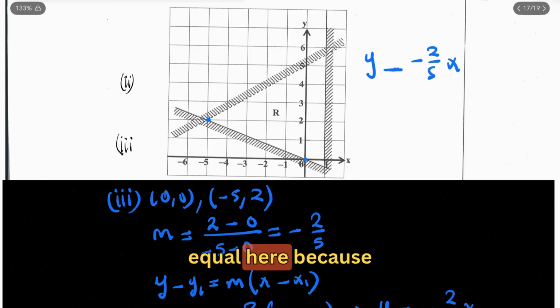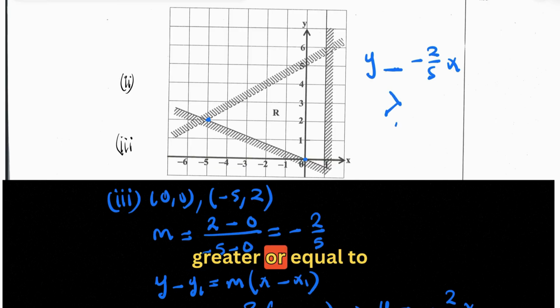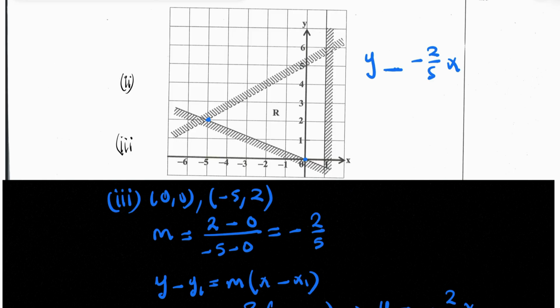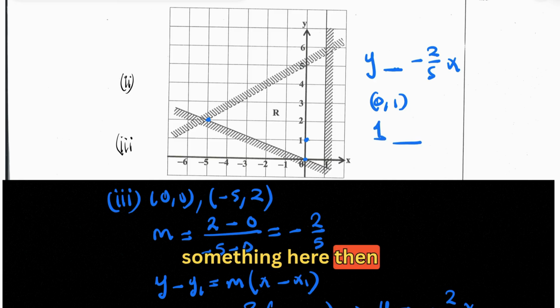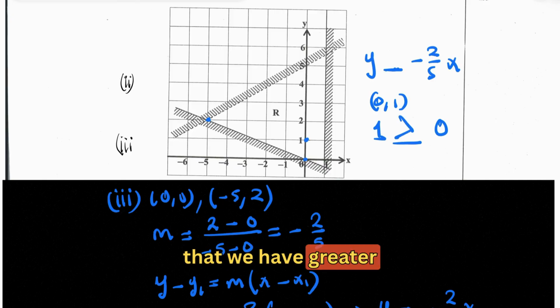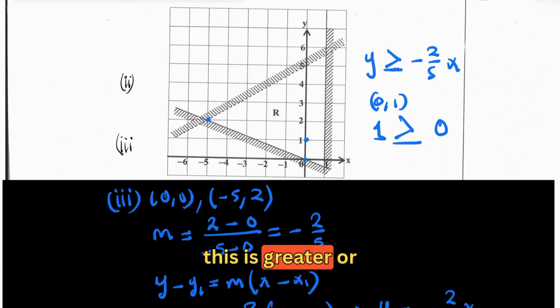Okay, so I will use equal here because I will need either greater than or equal to, or less than or equal to, right? So let us pick a point. I will use the same simple point, (0, 1). When y is 1, we have 1, something here, then x is 0, so this side is 0. Meaning that we have greater here, so this is greater than or equal to. 1 is greater than or equal to 0.